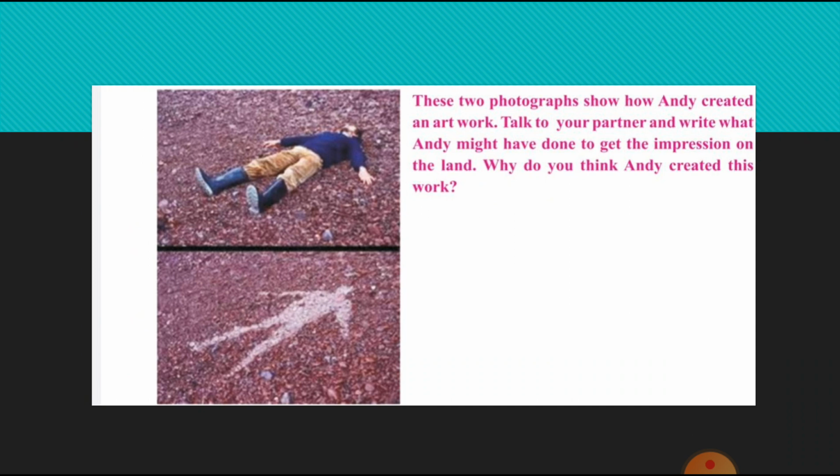See, Andy is an environmentalist. We have discussed earlier about it, and he does not use man-made tools to create artwork. So therefore he used all natural objects and left the impression, and after taking the photographs he left the impression to decay on its own, so it can be used as manure, and he does not want to harm the environment and exploit it. So this was about this photograph.